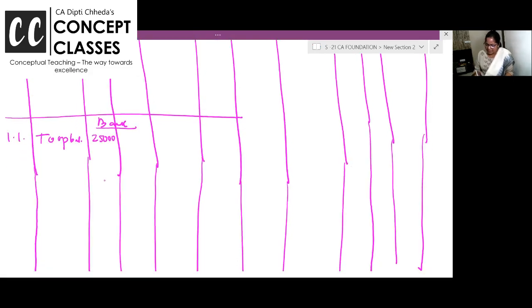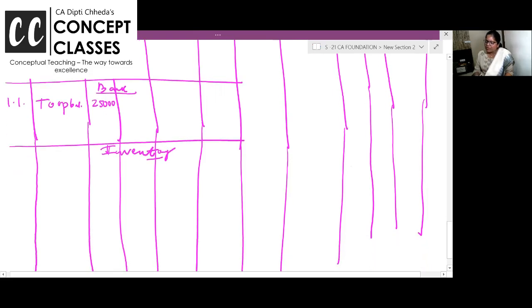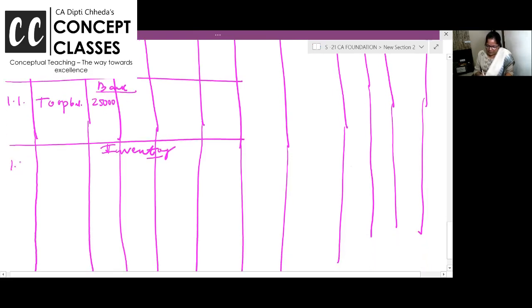Next is inventory. Inventory stock. Much entries are not there, but opening stock on January is 20,000. Look at the screen and make the ledger. Are you comfortable? Inventory 20,000.